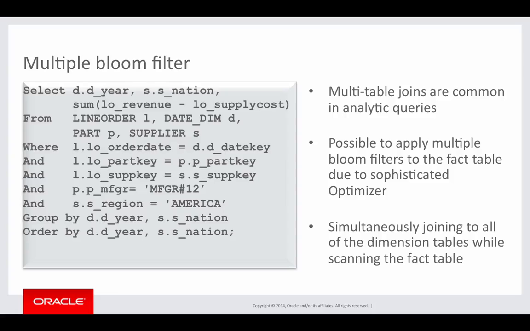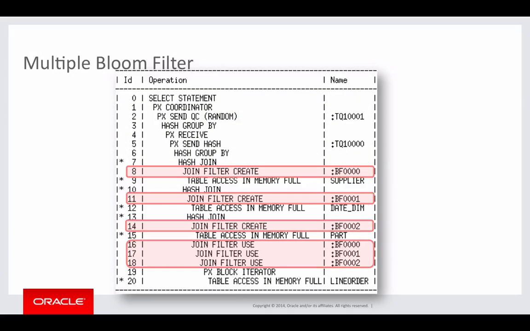So here we've got an example. I've got a 4-table join between line orders, date dimension, part, and suppliers. And I want to make sure that I'm going to execute the scan of the line orders table, which is the big table in this query, as efficiently as possible using as many Bloom filters as possible. As you can see, we did get multiple Bloom filters created. That's the good news. And all of those Bloom filters are being used as part of the scan of the line orders table. But exactly how is that going to work, given the fact that those smaller dimension tables all only join to the line orders table?